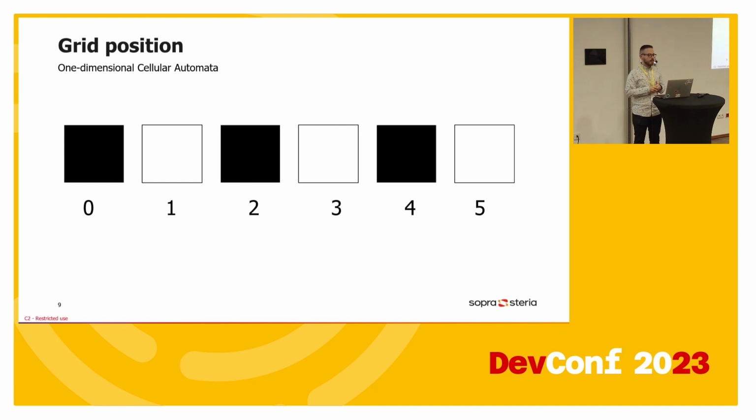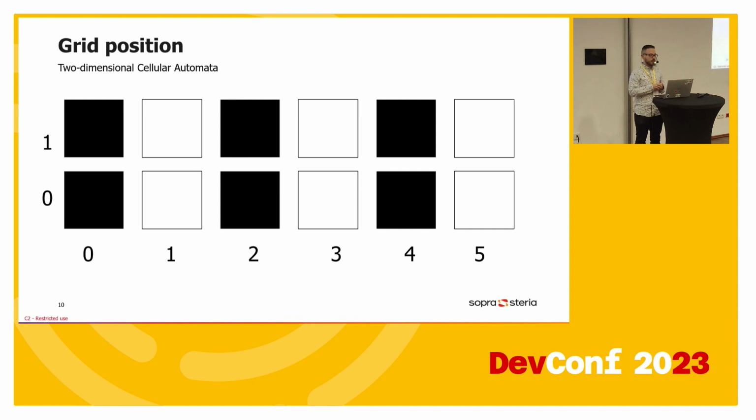The next thing is grid position. You can have different types of cellular automata. Here you see one-dimensional cellular automata, which is actually a vector, a line of cells. And you can enumerate them. You can start with 0 as a typical programmer. So the first cell has number 0, the next one 1, etc. Then you can have two-dimensional cellular automata, where you have columns and rows, and you can identify every cell with 2 numbers, 2 indices.